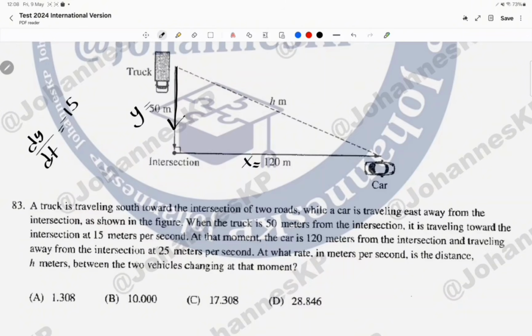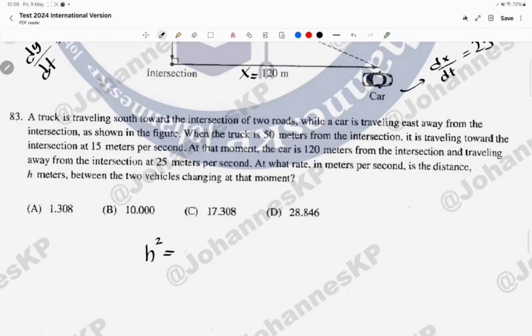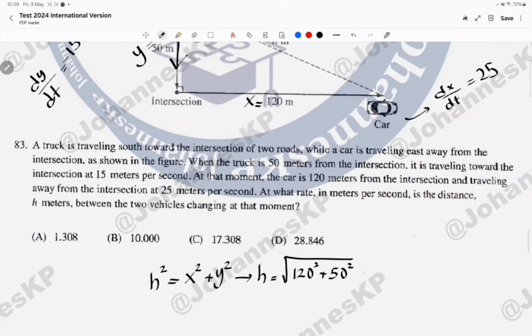And the car is moving away at the rate of dx over dt of 25. Moving away is positive. They want the rate at which the distance h between the two vehicles is changing. That means they want the dh over dt. So h squared is equal to x squared plus y squared. So h is equal to the square root of x squared, which is 120 squared, plus y squared, which is 50 squared, and you get 130, right?